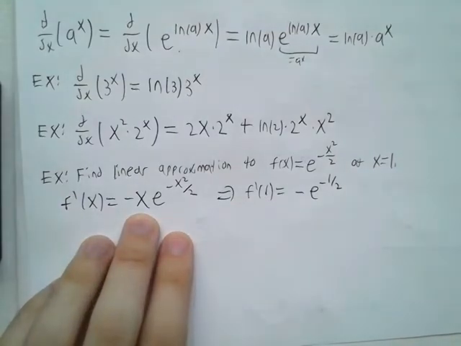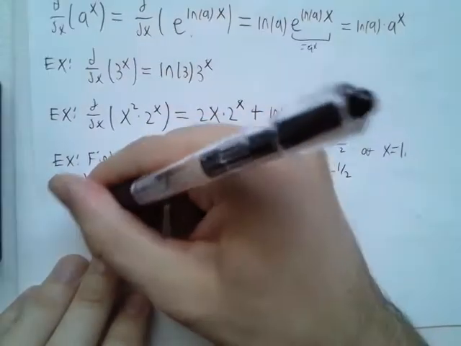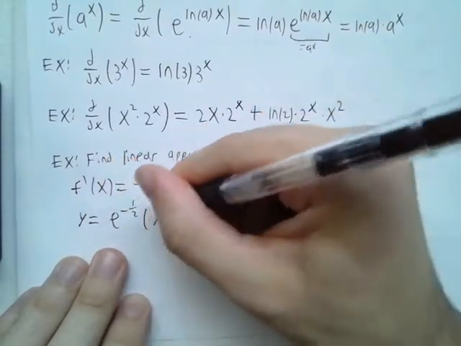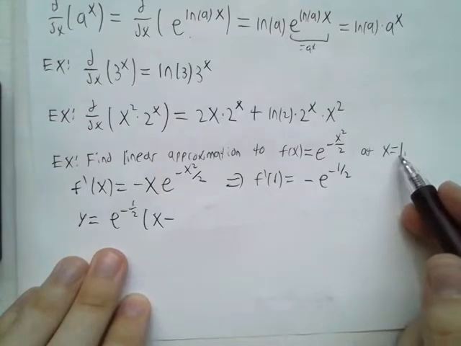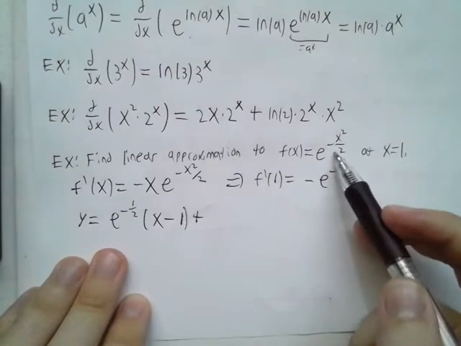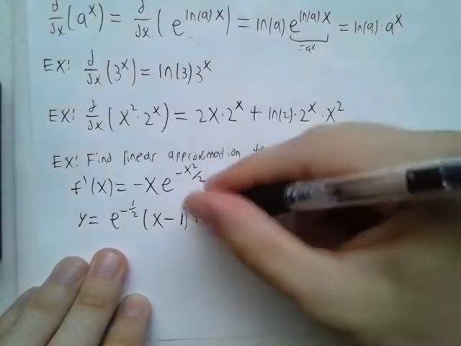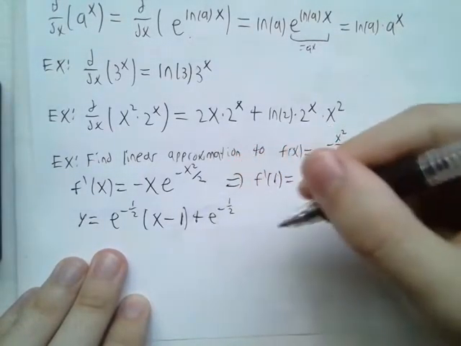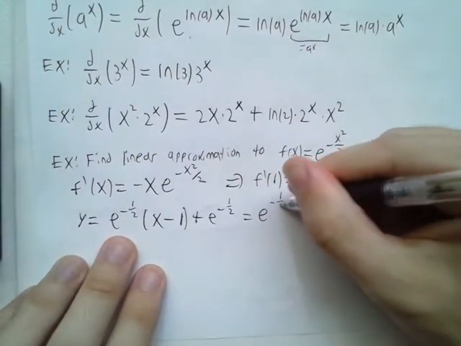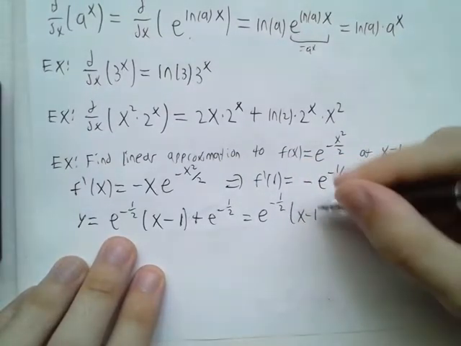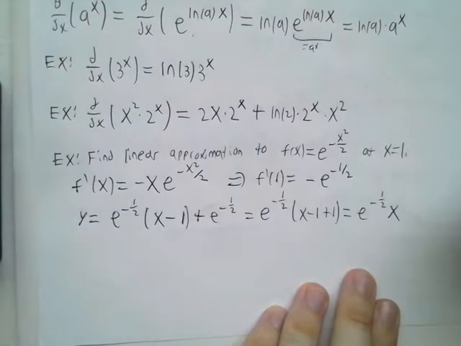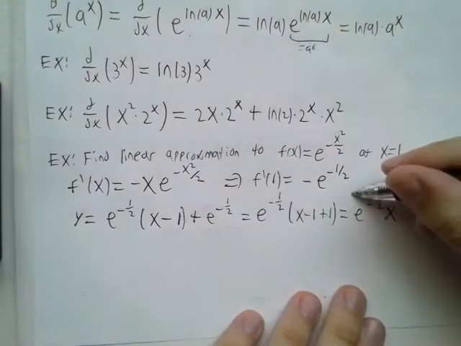So its equation is going to be y equals negative e to the negative 1/2 times x minus x0, which is 1, plus y0, which if we plug in 1 to this function, again gives us e to the negative 1/2. So we can factor out an e to the negative 1/2, and we get x minus 1 plus 1, or e to the negative 1/2 x. So that would be our linear approximation to this function at x equals 1.